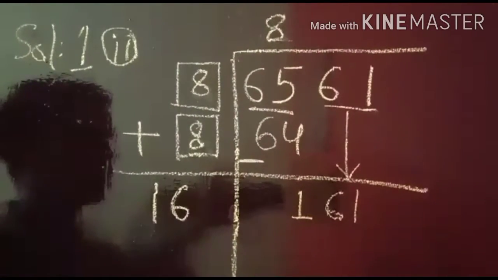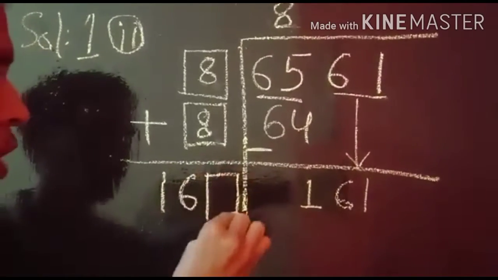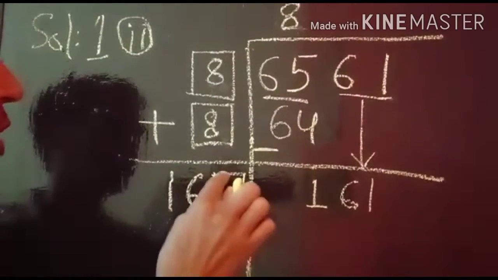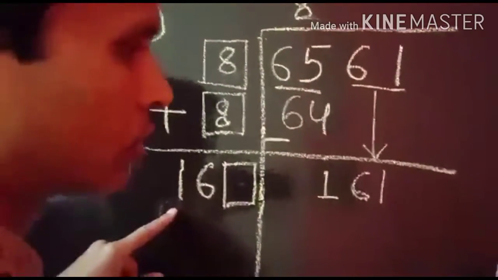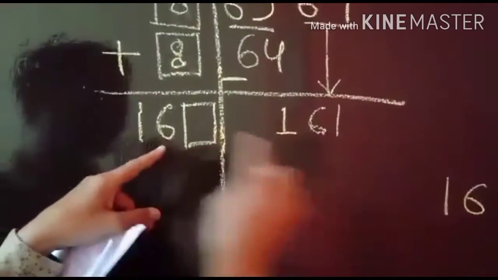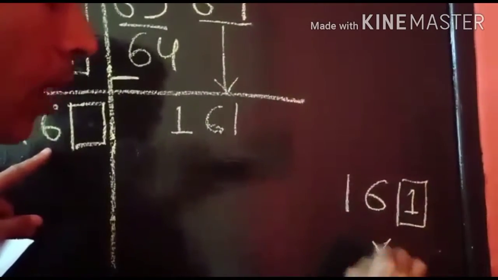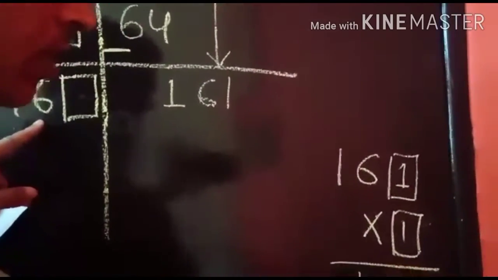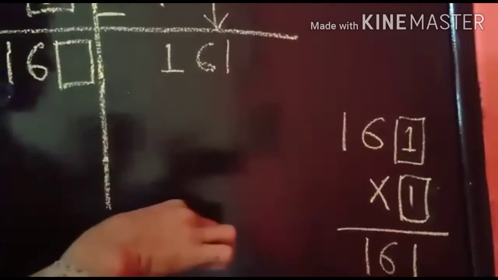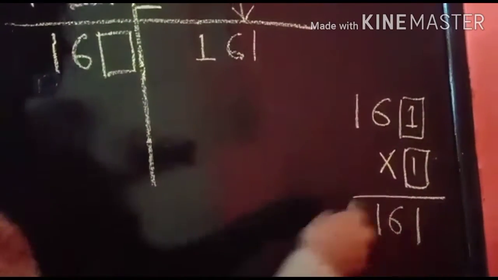Now for the second answer. Again we will mark here one box for our next answer. How will we fill this box? Again we have to do the same thing. 16 is there, we have to write here 1 and multiply by the same number 1. Its multiplication should be exact or less than this. So in this case we see that it is coming exactly 161.